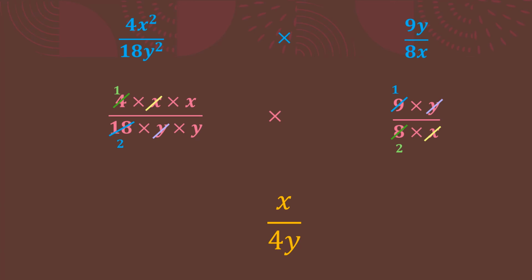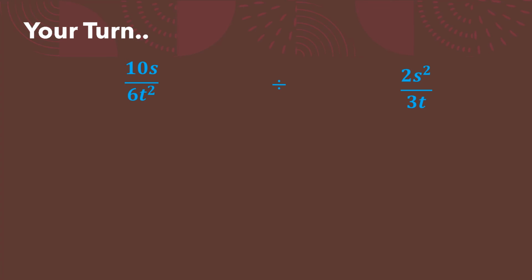So we're going to simply keep what's left at the top. So there's only an x left at the top, and then we're multiplying 2 times 2 to give us 4, and we're going to keep the variable that's left. So that's 4y. You can try this one by pausing the video for a moment.